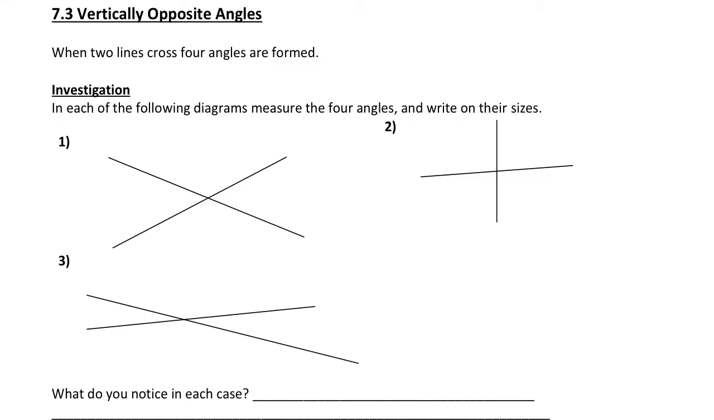7.3 vertically opposite angles. When two lines cross, 4 angles are formed. So here we've got 3 examples where we've got 2 straight lines, and we can see that there's 4 angles formed on each occasion. What we want to do is measure these and see if we notice anything.